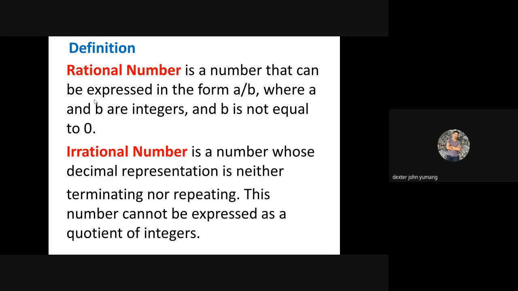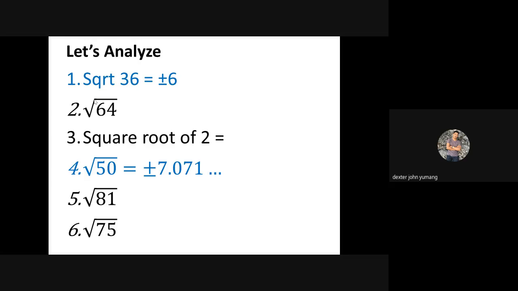So, lahat po ng decimal na hindi paulit-ulit na walang katapusan, irrational number po yan. Example, yung pi, 3.14, 15, 16, 21, and so on and so forth. Di siya paulit-ulit. Irrational number po siya. So, let's have a more definite example for that.